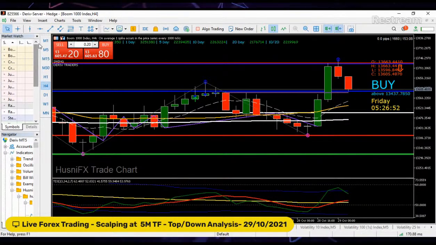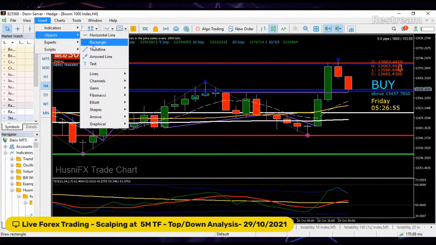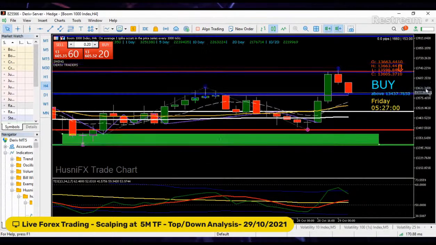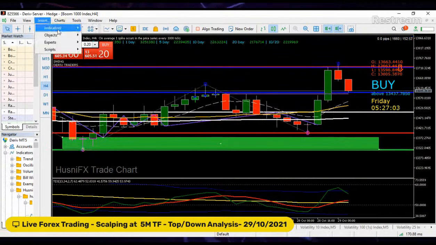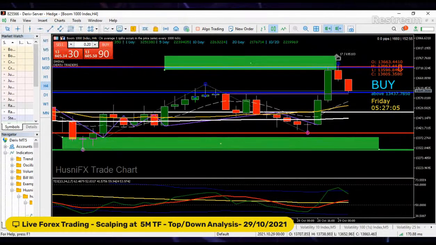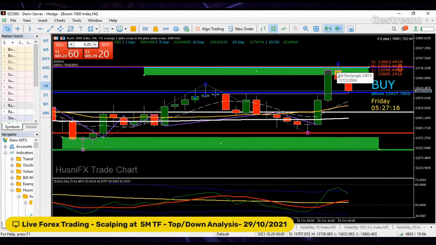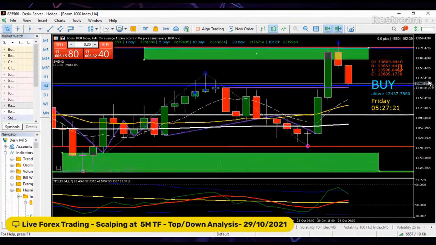So it means we have demand risk at this level, and we have supply risk at this level. We are always looking for sell entries at the high and buy entries at the low. But the situation is different right now. We are not trading in higher time frames. We want to trade in lower time frames.